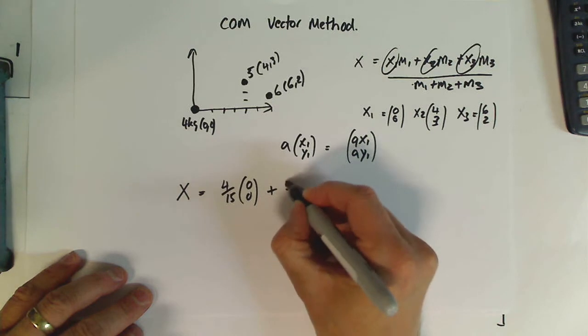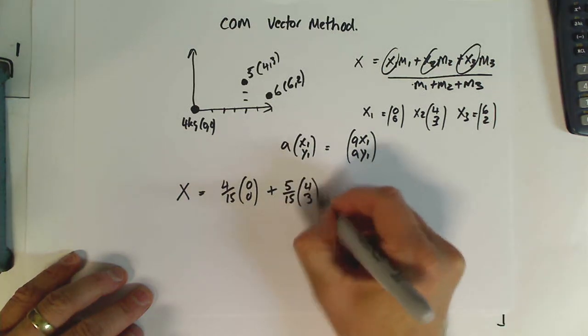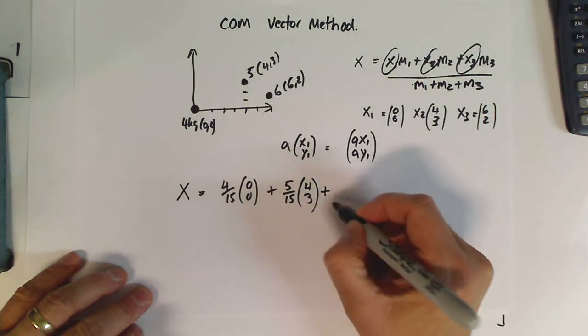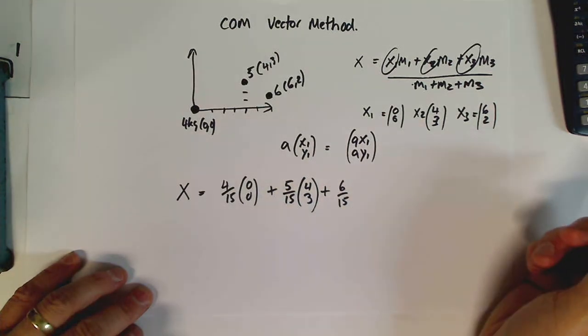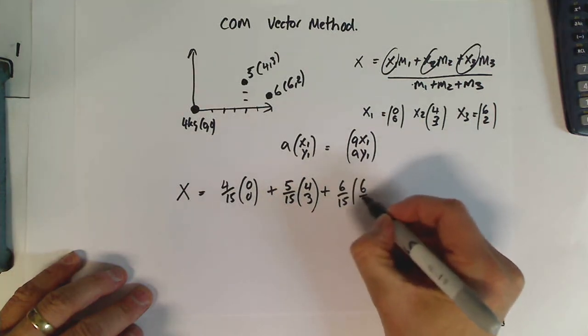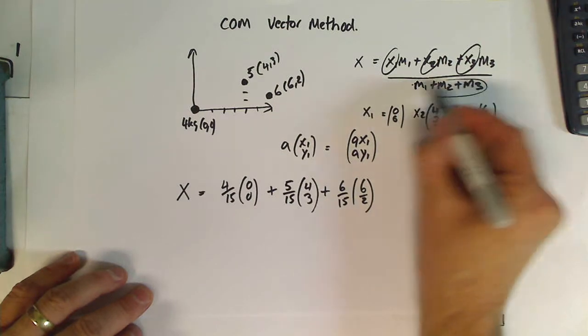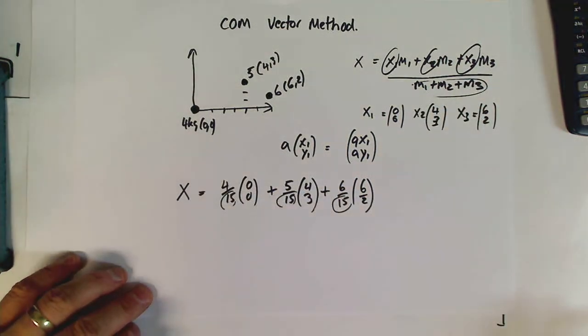m2, which is 5 divided by 15 times 4, 3, plus 6 divided by 15 times 6, 2, the vector. Now that's the whole vector equation done. You don't have to worry about dividing by m1s, m2s, m3s, because that's what that 15 is. I just did all the scalars together in one go before I multiplied the vector.